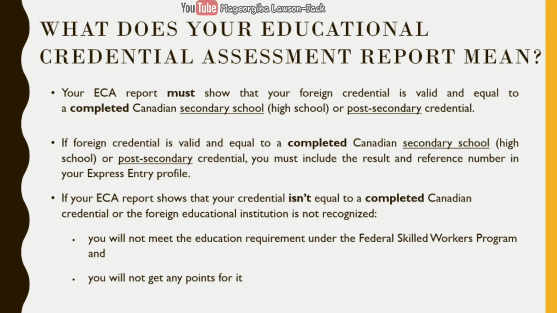As mentioned earlier, your ECA report must show that your foreign credential is valid and equal to a completed Canadian secondary school or post-secondary credential. If your foreign credential is valid and equal to a completed Canadian secondary school or post-secondary credential, you must include the result and reference number in your Express Entry profile. If your ECA report shows that your credential isn't equal to a completed Canadian credential, or the foreign educational institution is not recognized, you will not meet the education requirement under the Federal Skilled Workers Program and you will not get any points for it.